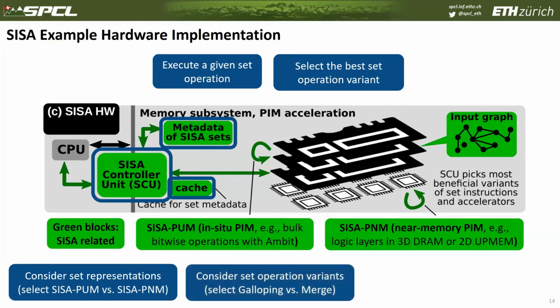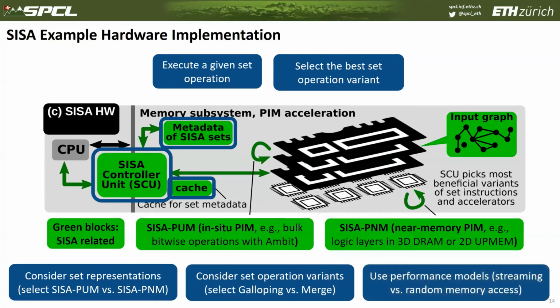On the other hand, in this moment we also consider the set algorithm variant to be selected, right? So now, depending on the size of these input sets, the SCU will either execute the galloping or the merge-based intersection. And these decisions are guided by our performance models.